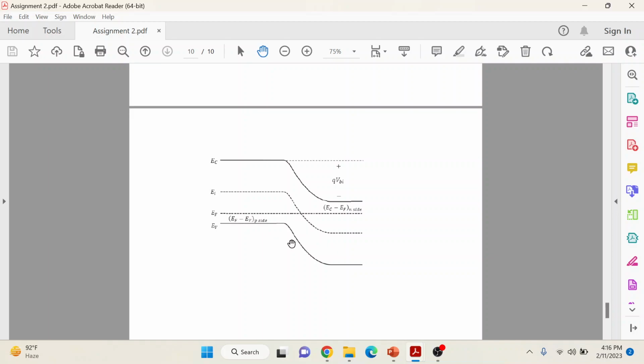You have a valence band energy, you have a conduction band energy which is confined, but still you can find some electron above it, even though you're not providing any temperature, any pressure, any external stimuli. What is that energy level? That is called a Fermi level.